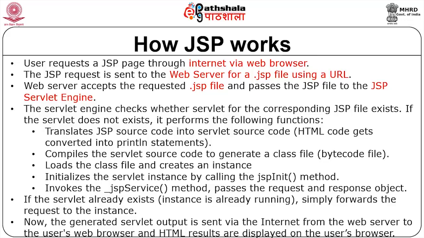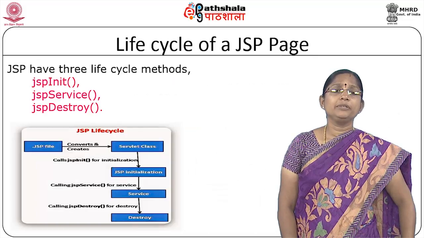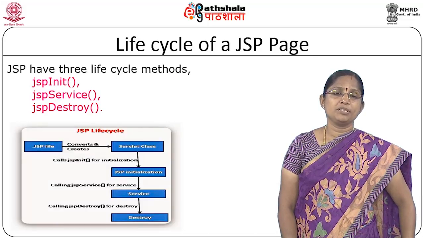So, after the generation of the response object via the internet, this response goes from the web server back to the web browser, and the HTML results would be displayed on the user's browser. So, this is the whole process of how a JSP works. Now, let me tell you the life cycle of a JSP page.